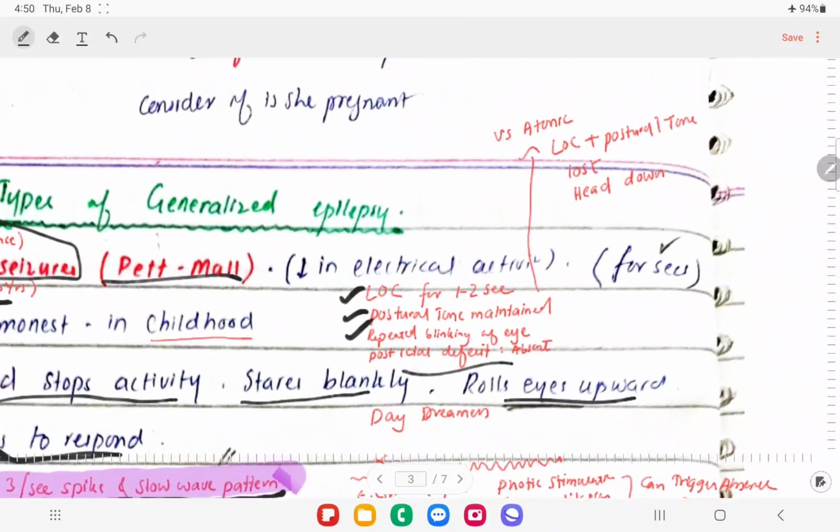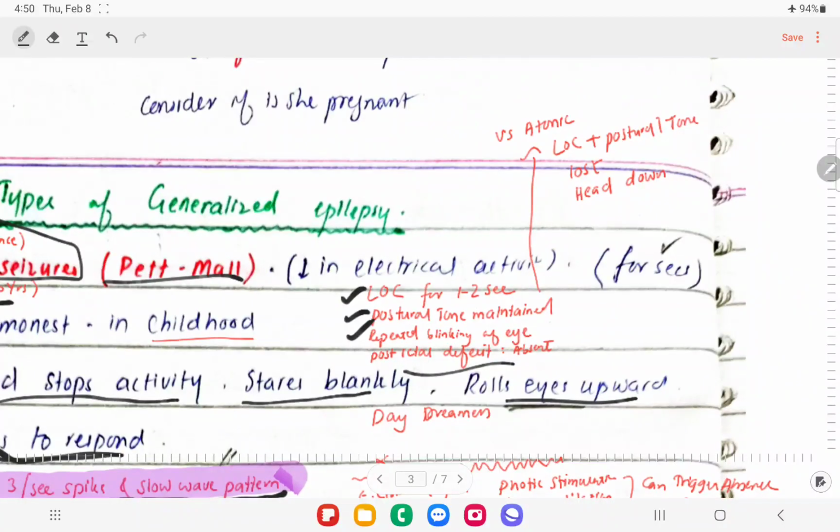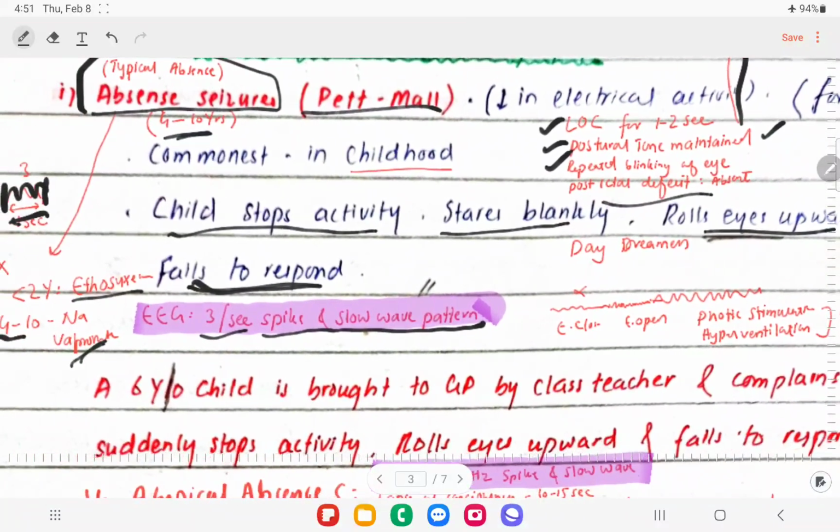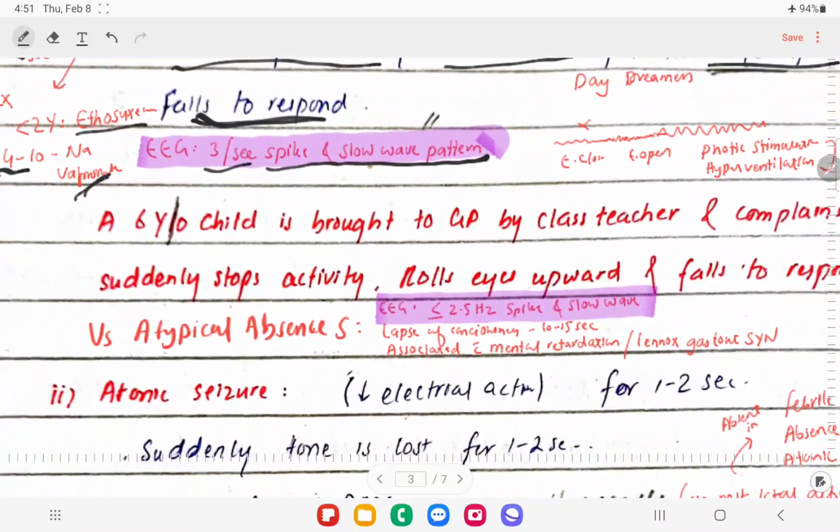So in atonic seizure, postural tone is maintained in patients of absence seizure, but it is lost in the atonic seizure. There will be loss of consciousness, and the postural tone will be lost. If we see the face of these patients, because of the loss of tone their head will be turned down.